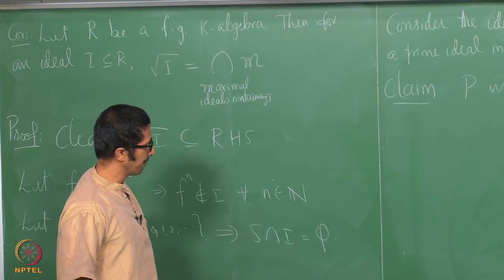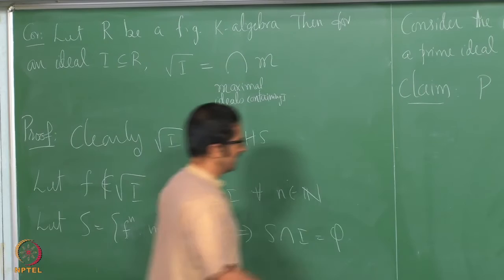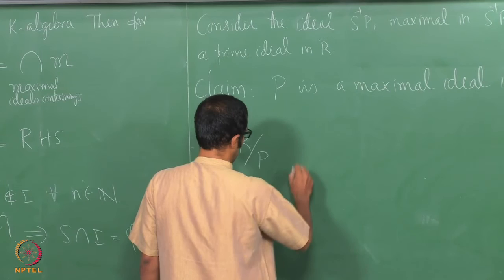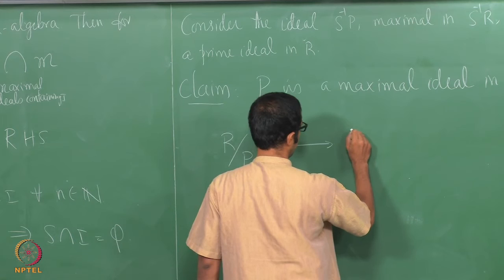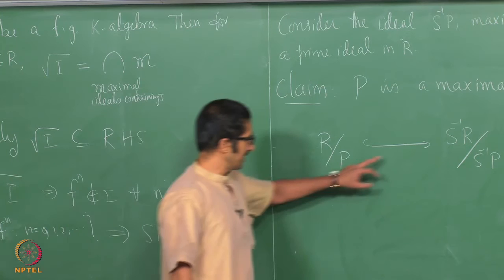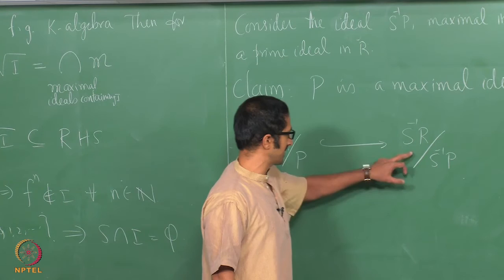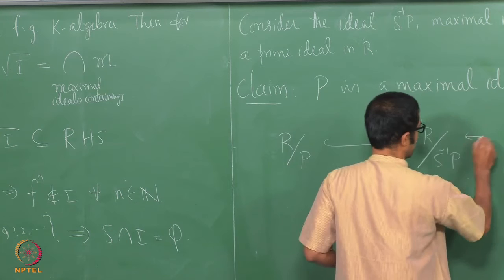Now, how do I do this? I basically want to show that R mod P is a field. Okay. Now, look at this R mod P. See, this is certainly an integral domain. So I have an injection from here to S inverse R mod S inverse P, right. R mod P injects into S inverse R mod S inverse P, because this is an integral domain. So, therefore, I have this extension. Now, this is a field.